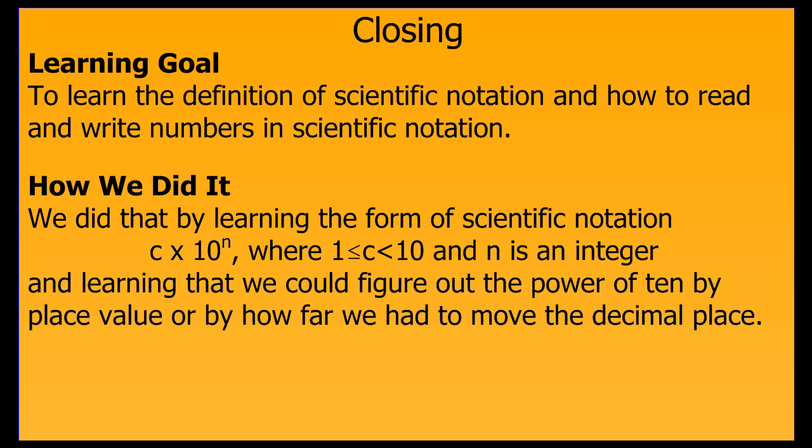In closing, let's review our learning goal. We wanted to learn the definition of scientific notation and how to read and write numbers in scientific notation. We did that by learning the form of scientific notation is C times 10 to the n, where C is between 1 and 10, and n is an integer. We can figure out how to write it by counting the number of places we need to move the decimal, in which direction we move it, which determines whether it's a positive or negative exponent, or by thinking about place value.